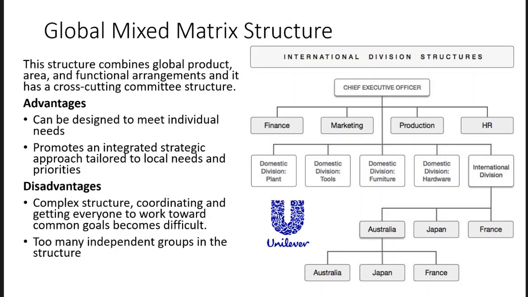A very good example of this is Unilever. Unilever enters many foreign countries and they make their own products according to the local preferences, but they still maintain their main core value, which is the home necessities, mostly in the countries. So these are some examples of companies using the global mixed matrix structure.